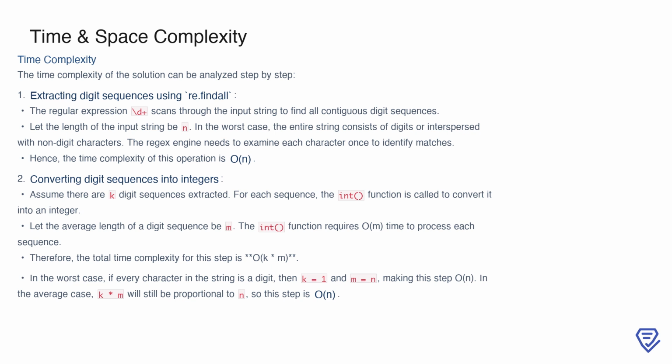Next, we convert the extracted sequences into integers using the int function. If there are k digit sequences, and each sequence has an average length of m, the conversion takes O(m) time per sequence. This results in a total time complexity of O(k*m). In the worst case, where the entire string consists of digits, k is 1 and m equals n, making this step O(n). Even in the average case, k*m remains proportional to n, so this step is also O(n).